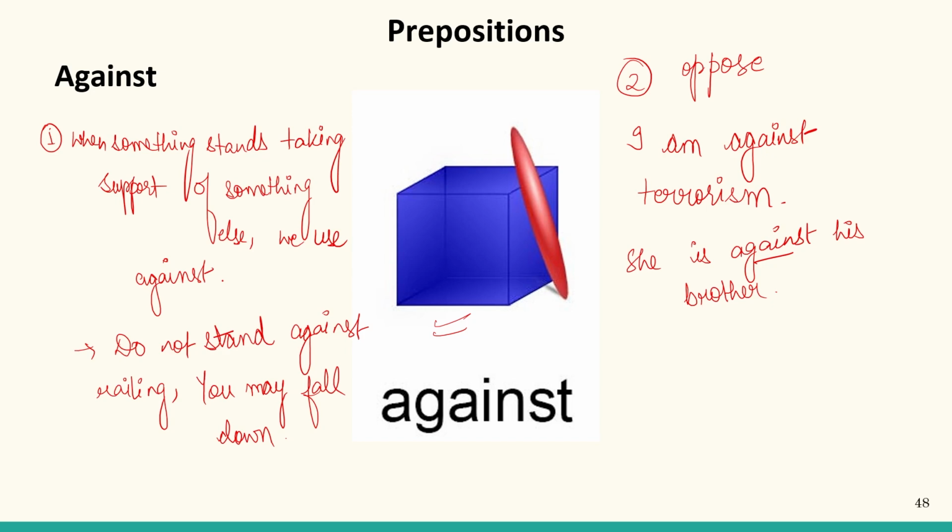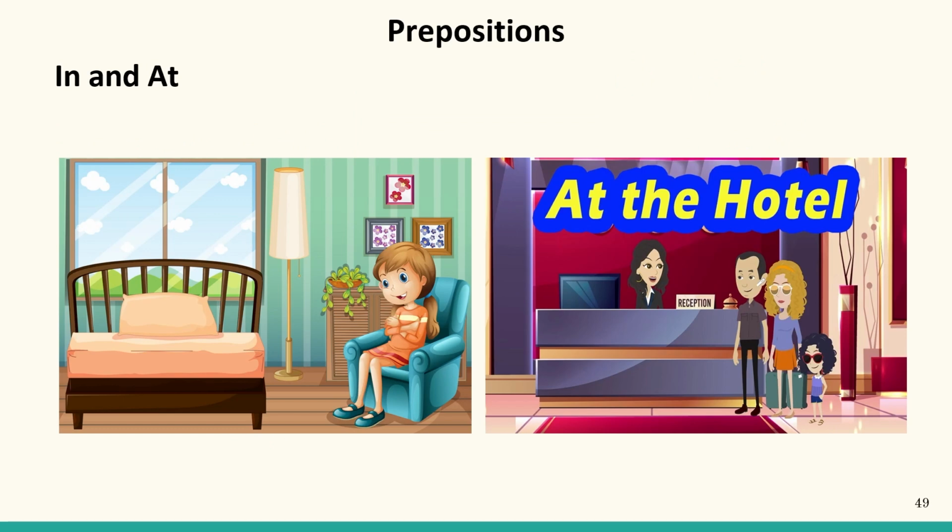Now let us move to another preposition, that is in or at. Now for a place, we have two types of places. One is a bigger place and another is a small one. How do we identify a bigger place or a smaller place? If we have two places in a single sentence, we can identify which place is big and which place is small.